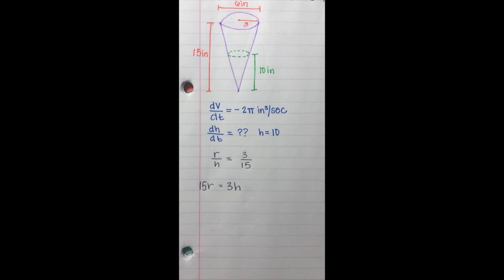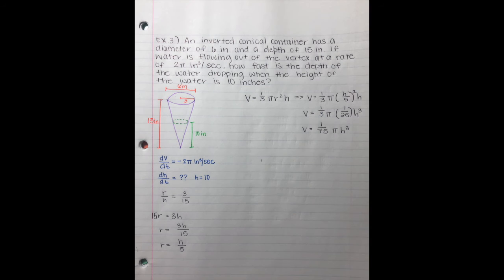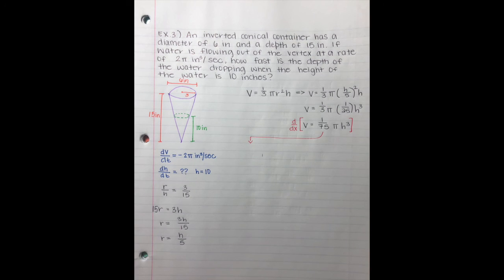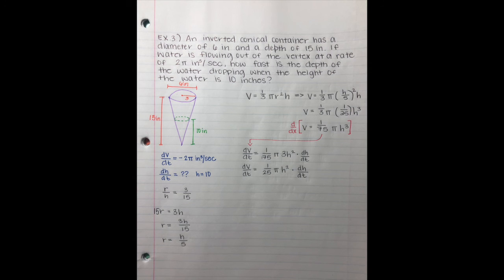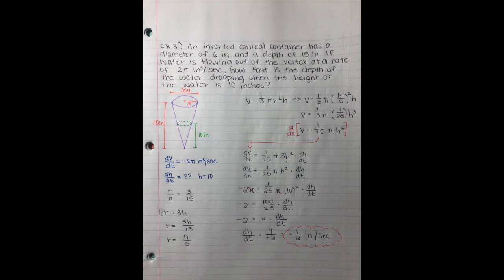Using the same ratio that we used in the previous equation, you would have r over h equals 3 over 15, giving you r equals h over 5. Again, using the volume equation for a cone, plug in h over 5 into r. Find the derivative of the volume. Plug in your given information, cancel out pi, and you're left with dh dt equals negative 1/2 inches per second.